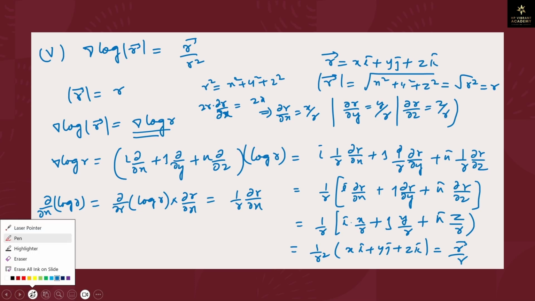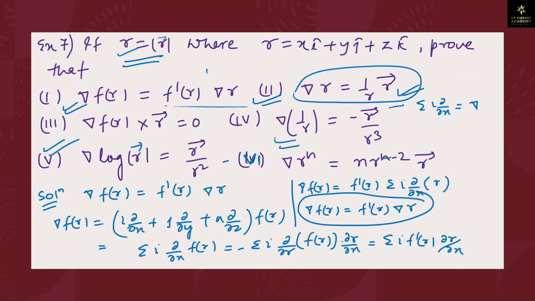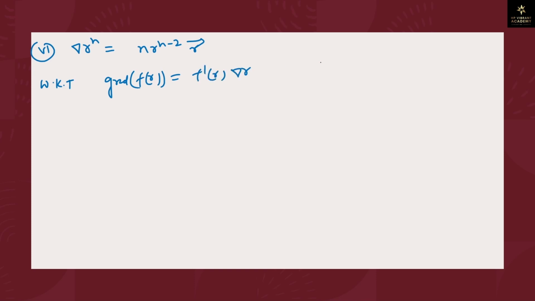Now let us discuss the last part, that is the sixth one. Sixth part is del of r to the power n is equal to n r to the power n minus 2 into r vector. How we can solve this? Let us solve this. We know that gradient of f of r is equal to f dash r into del of r, and del of r is equal to r vector upon r.